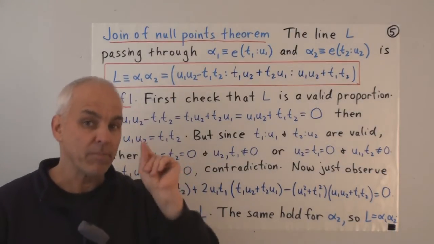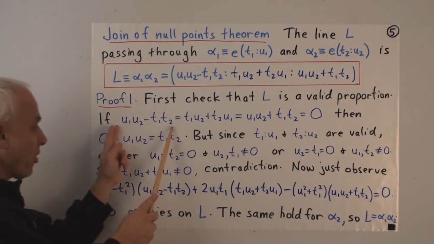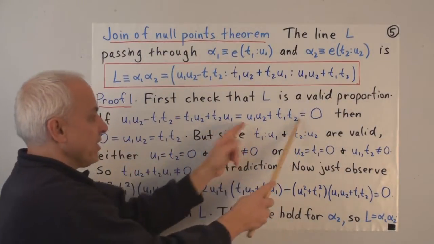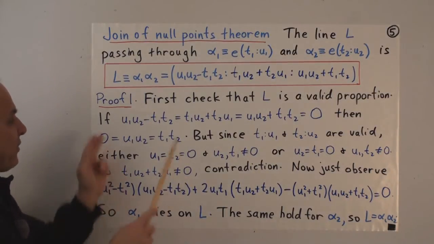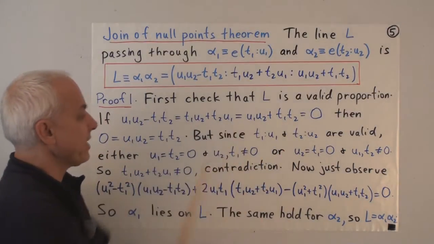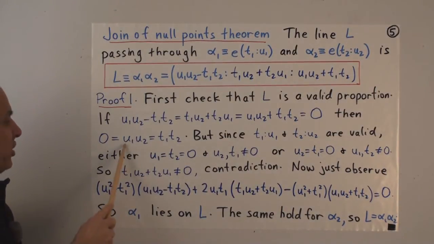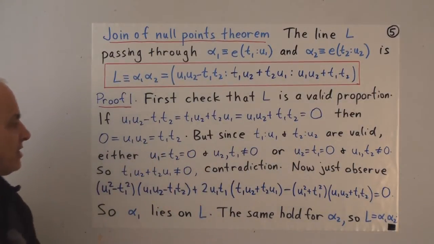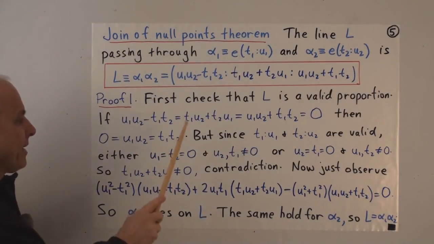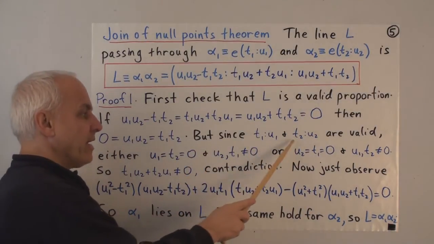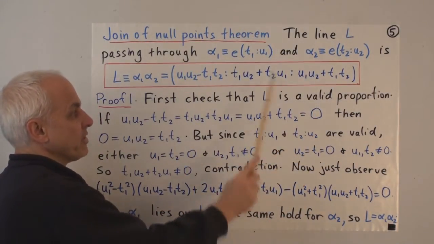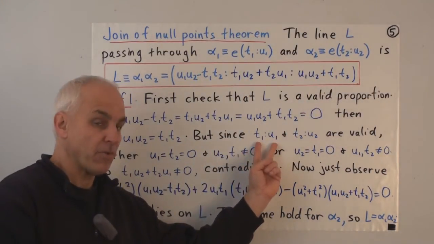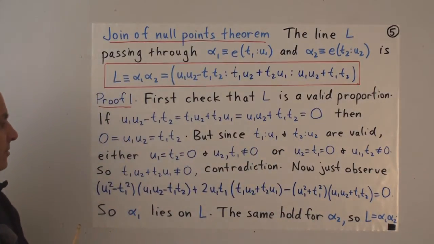these three cannot all be zero. Suppose that they were all zero, suppose that this was equal to 0, that this was equal to 0, and that this was equal to 0. Then if we take the first expression and the second expression and we add them, then we find that u1 times u2 is 0. And if we take the difference, we find that t1 times t2 is 0. But we know that t1 to u1 and t2 to u2 are both valid proportions because they're coming from these 2 points. So in other words, these are not both 0 and these are not both 0.